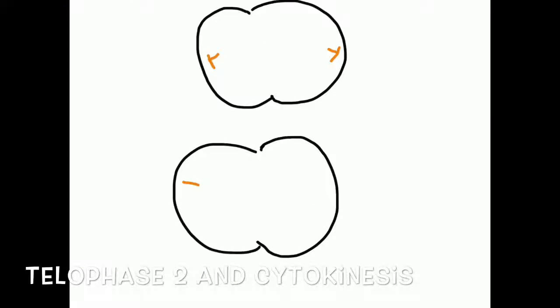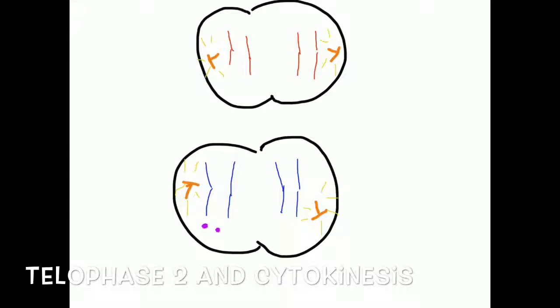the cells. In telophase 2 and cytokinesis, a cleavage furrow begins to appear, and the chromosomes are on opposite sides of the cell, and the nuclear membrane will start to reappear around the chromosomes, creating 4 non-identical daughter cells.